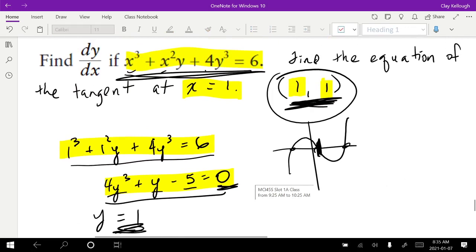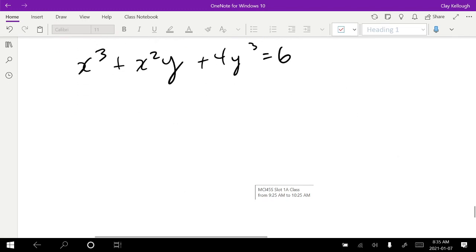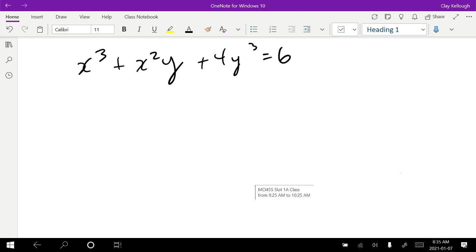This is how good my memory is. Plus 4y cubed equals 6. All right, so what we need to do is implicit differentiation on that, because it would be very difficult to isolate for y. I mean, I can't quite factor y out of all the terms. There's a term there that doesn't have a y. So the best strategy here is not method 1, it's method 2. I'm going to use implicit differentiation.